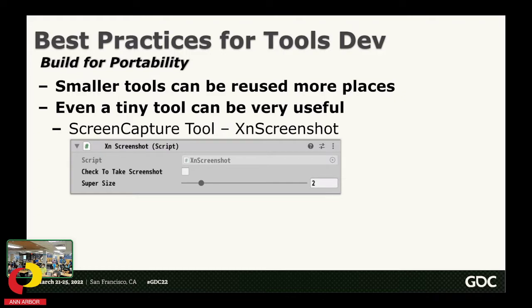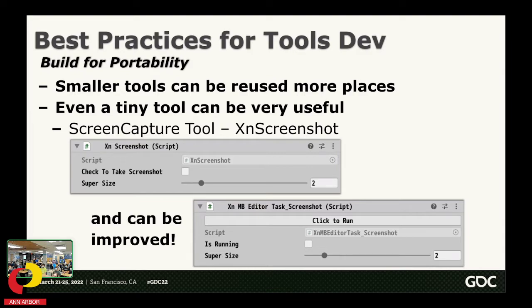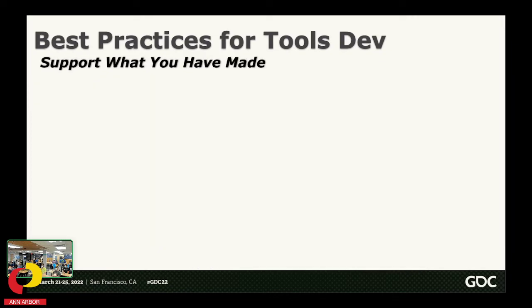And the reason I added this is because you can always improve on it. So I added this thing called an XN, just for ExNinja, like an MB, so Monobehavior Editor Task. What this does is you just give it a task to call, and it's looking for an interface, a specific function it can call. And in the editor, you just click to run, and it shows you a checkbox while it is running, so you can tell that the task is still going if it's a long task. And boy, that could be a lot better too.